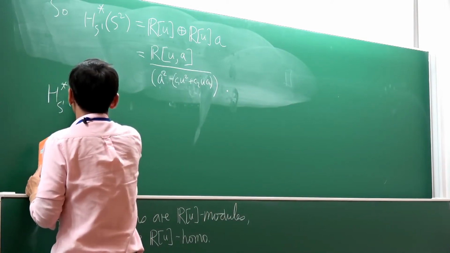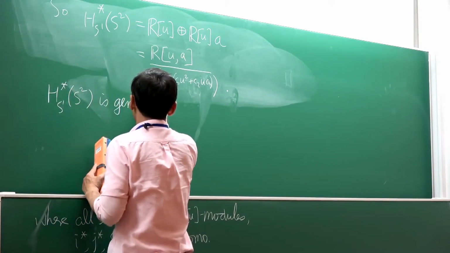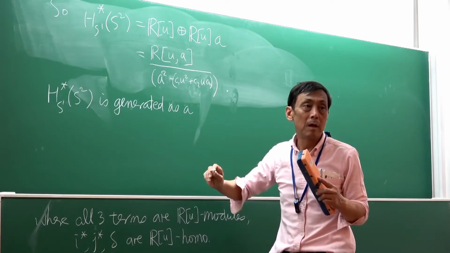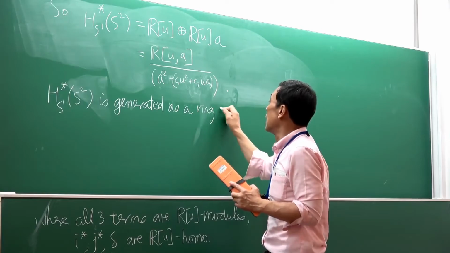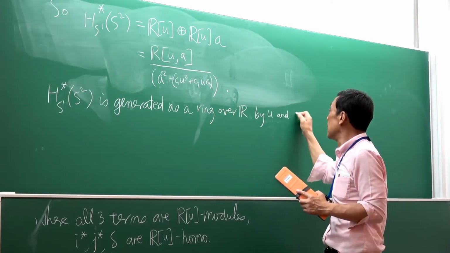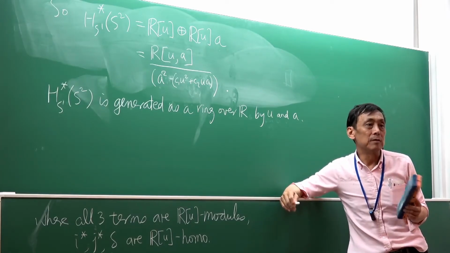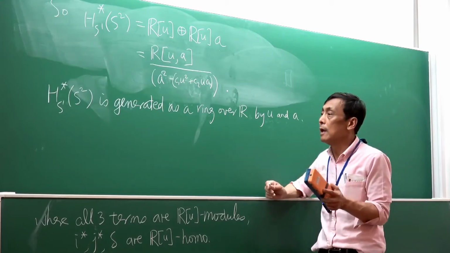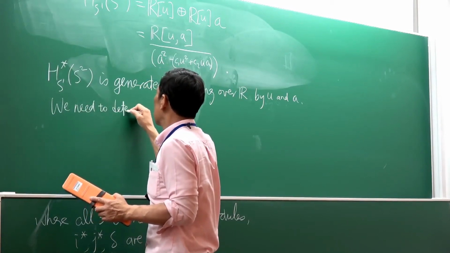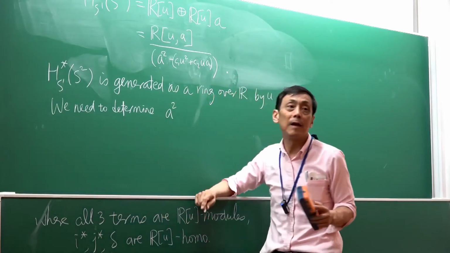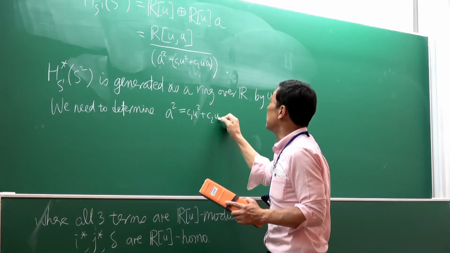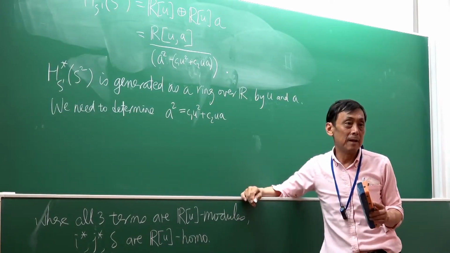So, the equivariant cohomology is generated as a ring over R by U and A. Okay. It's generated as a polynomial ring by U and A, and we need to determine A square, okay, which is a linear combination of U square and UA. Okay.